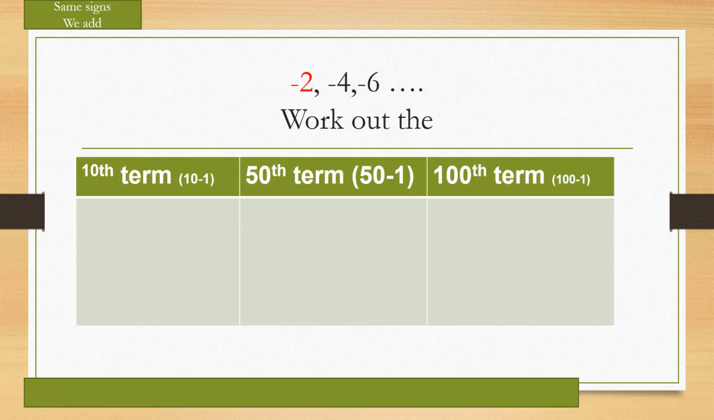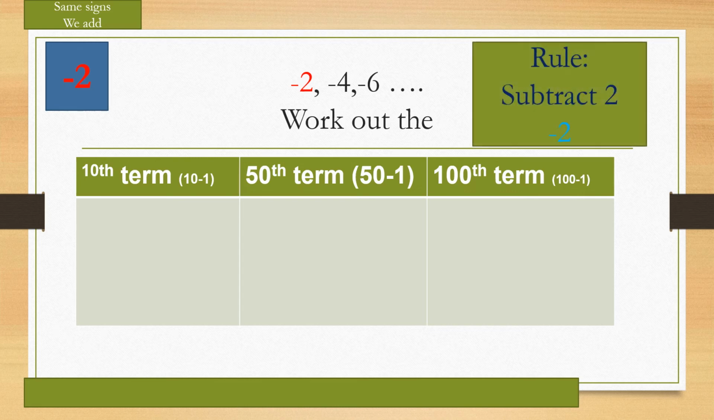Now let's try to work with negative numbers in a sequence. Same method. First you will look at the numbers. You will find the first term, which is -2. Then you have to find the rule. What is the rule here? -2, -4, -6. So the numbers are decreasing. We are subtracting by 2, so -2.